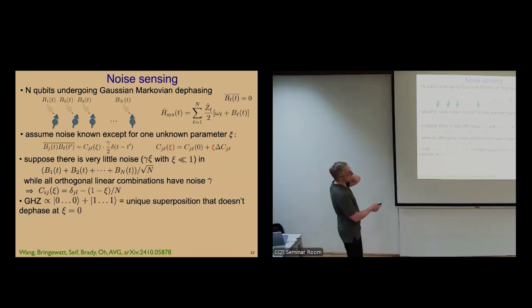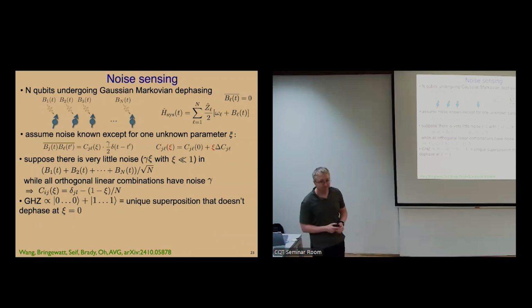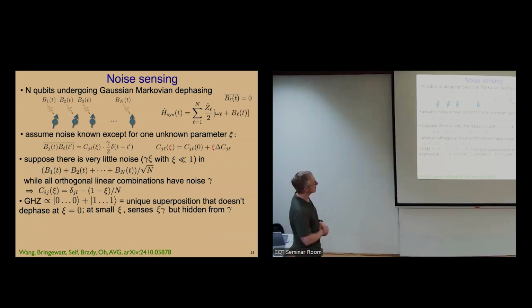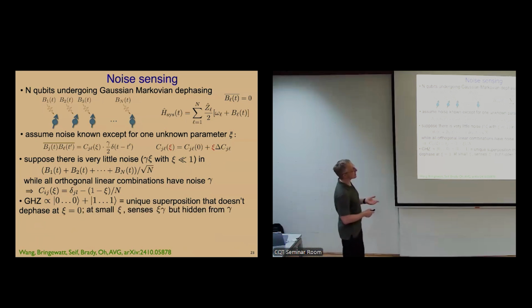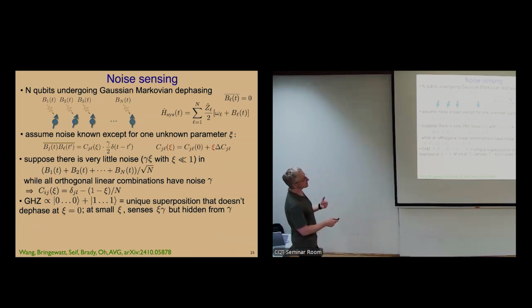So this means that at psi equal to 0, this GHZ state, up to some coefficients, is actually the unique superposition that doesn't dephase at all. So I designed my noise process in such a way that at psi equal to 0, this is the only thing that doesn't dephase. The coefficients here don't matter. On the other hand, at small psi, the state senses psi gamma, so it decays now with small psi gamma, but is hidden from this large noise gamma.